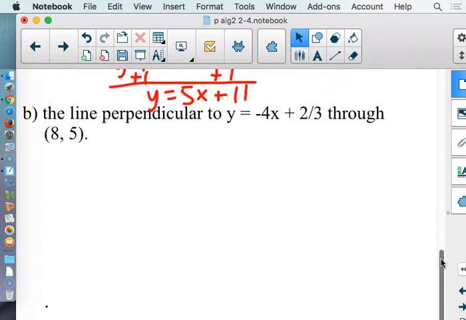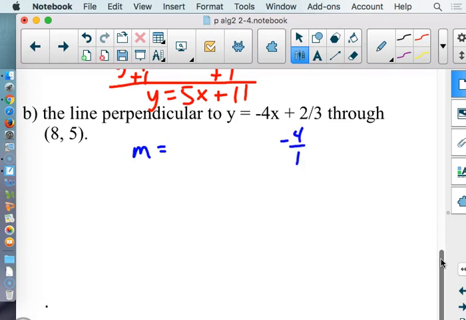The line perpendicular to y equals negative 4x plus 2/3 through the point 8, 5. Here's why it takes a little bit more. Negative 4, how do you write that as a fraction? Okay, so here's what you need to do. You need to negate it, which means take its opposite. What would you get? 4, and flip it. 1/4. That's the slope we have to use for perpendicular. Opposite, and then reciprocal.